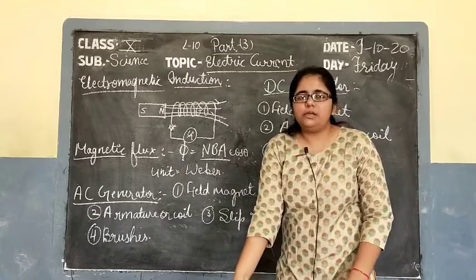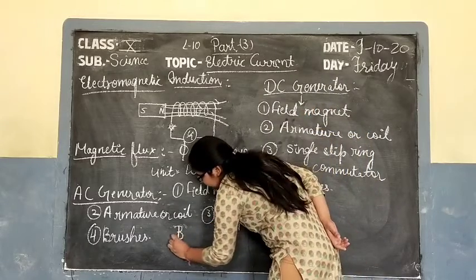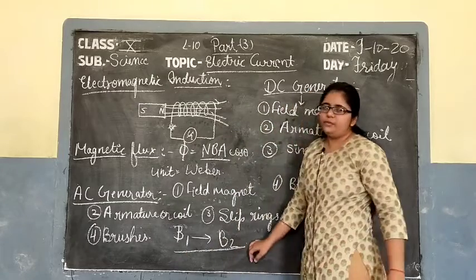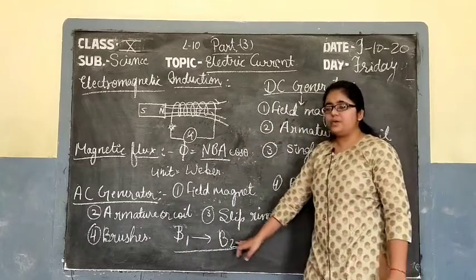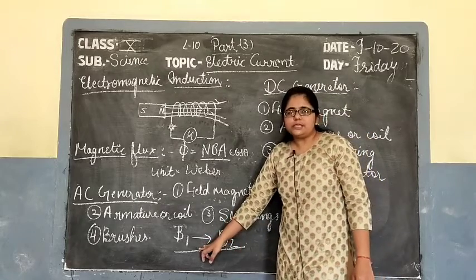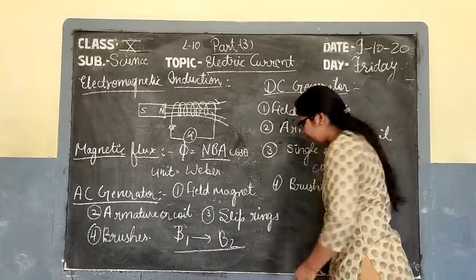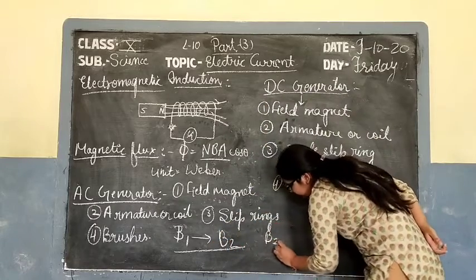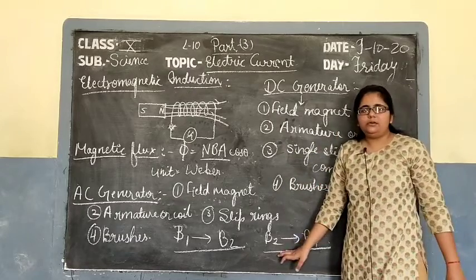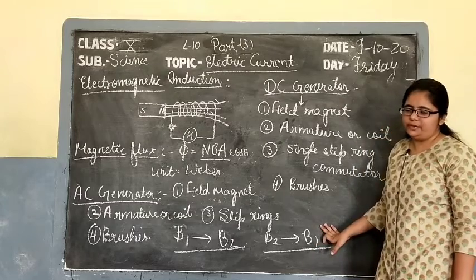Suppose first of all the current is moving from brush 1 to brush 2. So, if in the first case current is moving from B1 to B2, that means brush 1 will be the positive terminal of the battery and B2 will be the negative terminal. Then in the second case it will move from B2 to B1, that means current changes its direction and the polarity of the brushes changes as well.